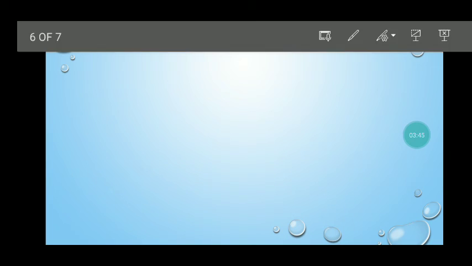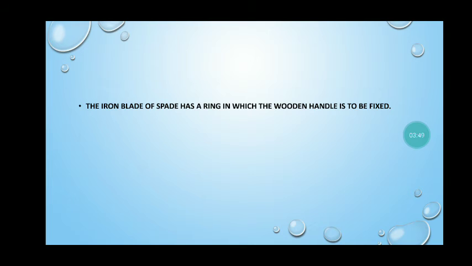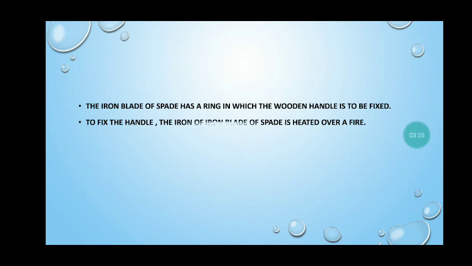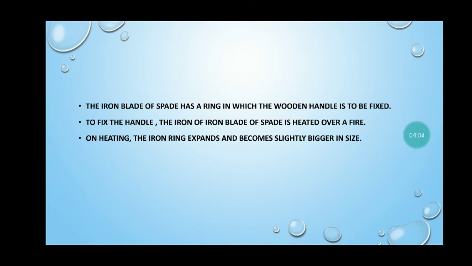So let's read it and understand the concept. The iron blade of a spade has a ring in which the wooden handle is to be fixed. To fix the handle, the iron blade of the spade is heated over a fire. So iron blade जो है आपको heat करना पड़ेगा. On heating, the iron ring expands and becomes slightly bigger in size. Now the wooden handle easily passes through the hot iron ring.